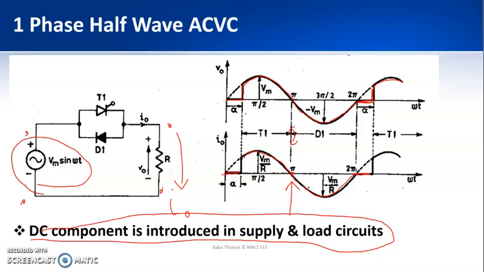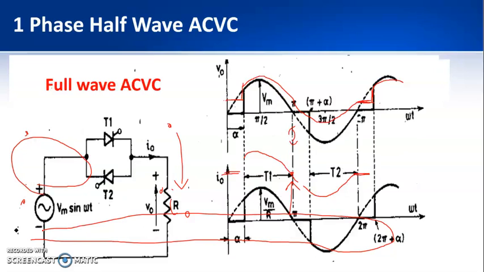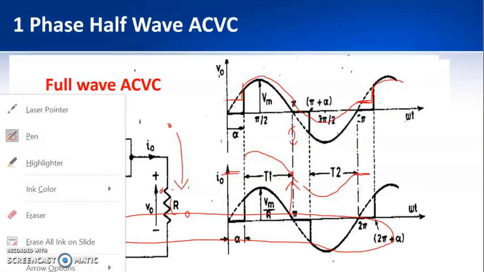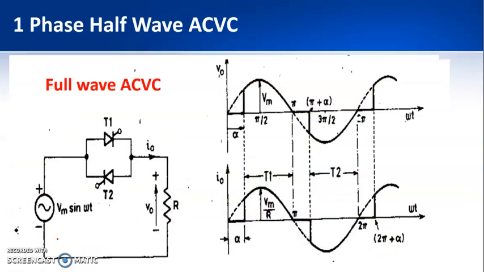In order to avoid that, we will go with a full wave AC voltage controller rather than a half wave AC voltage controller. So this is a full wave AC voltage controller. Now the diode is replaced by a thyristor. So now you have two devices, T1 and T2, connected in anti-parallel, connected to the resistance. Alpha is the angle at which you are going to fire thyristor T1, and again alpha is the angle at which I am going to fire thyristor T2.